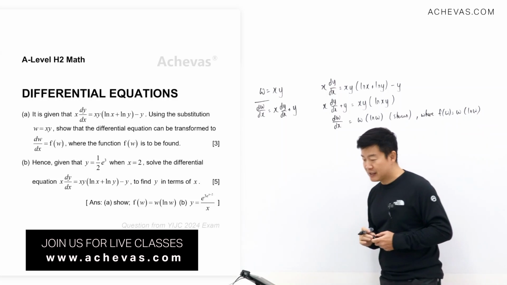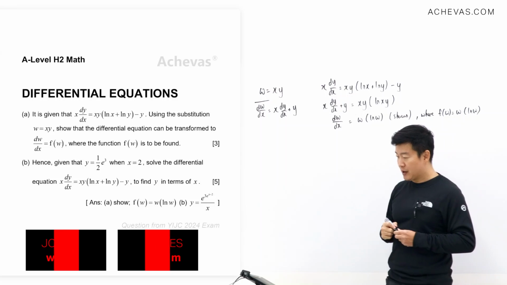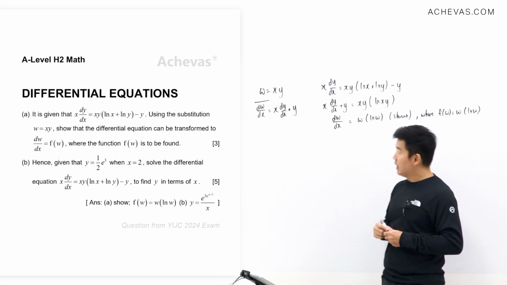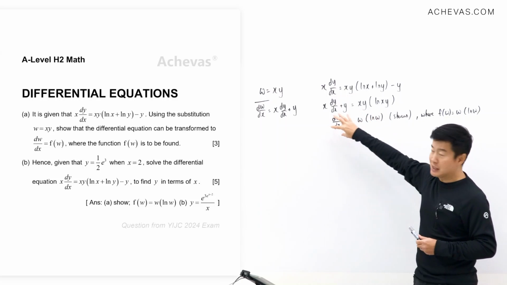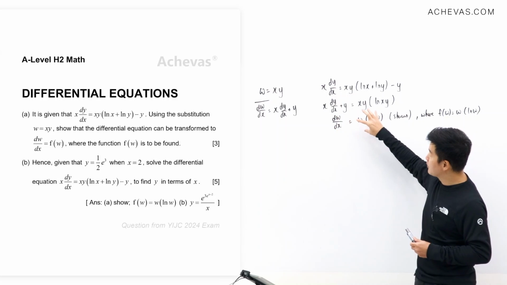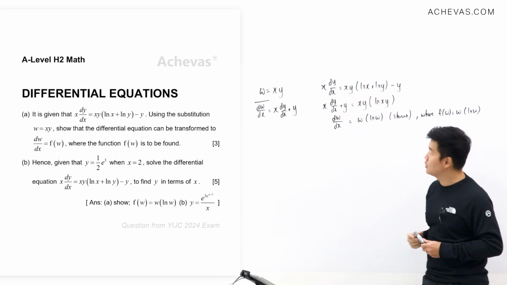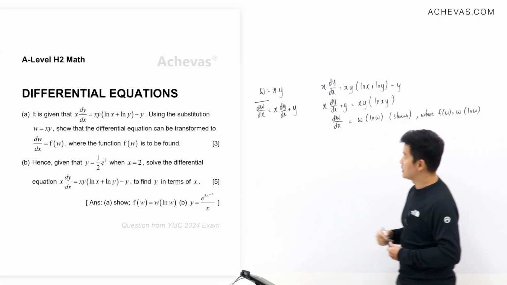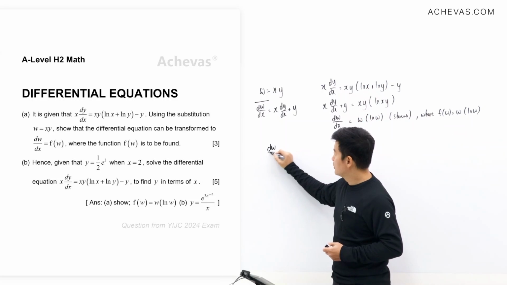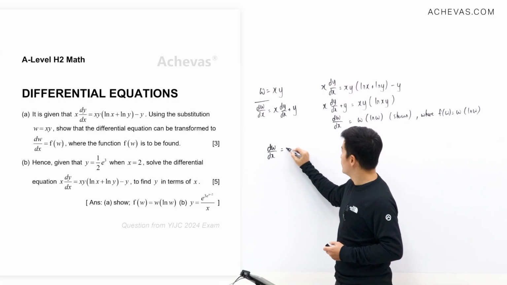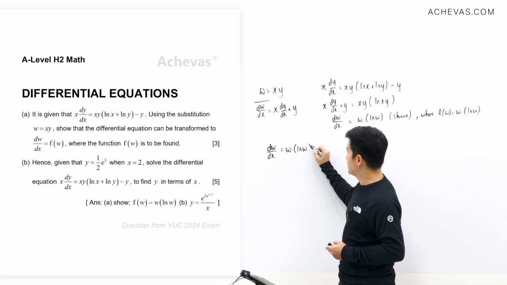And for the second part of this question, we are going to solve the differential equation. And of course, we are going to be making use of our new version here to solve it first before I try to relate it back to the original one. So let's try to solve this differential equation. Let me rewrite it again. dw dx is equal to w ln w.